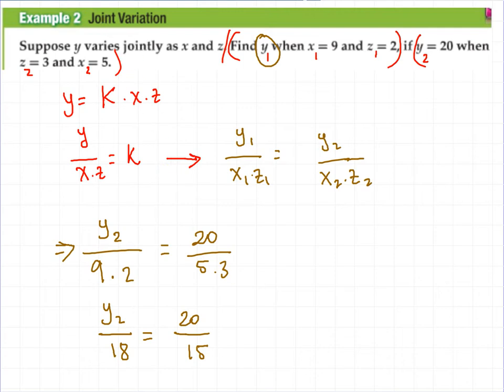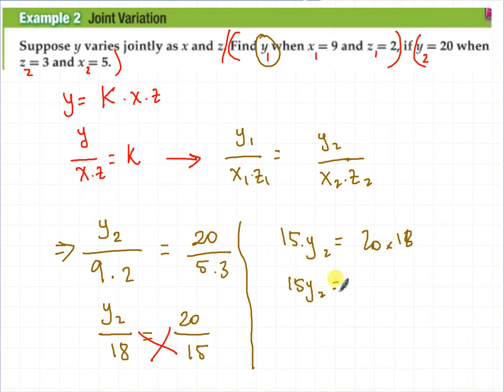Again here, cross multiply. What do we get? y1 times 15, which is 15 y1, equal 20 times 18. Okay, so 15y1 is equal to 20 times 18 is 360 over 15. The 15 here cancel out, and I would get y1 equal to 24.